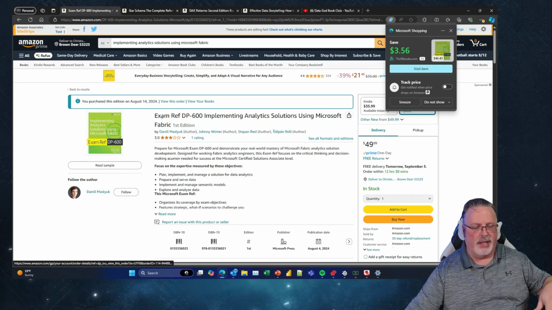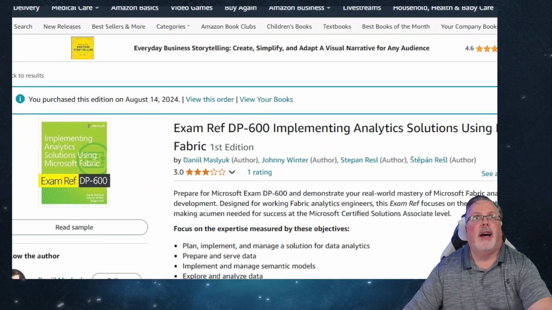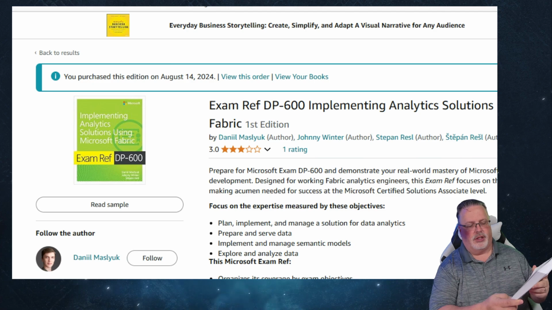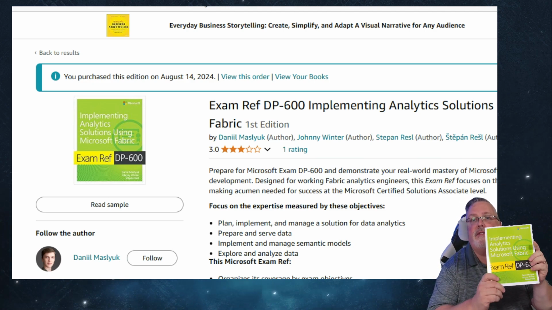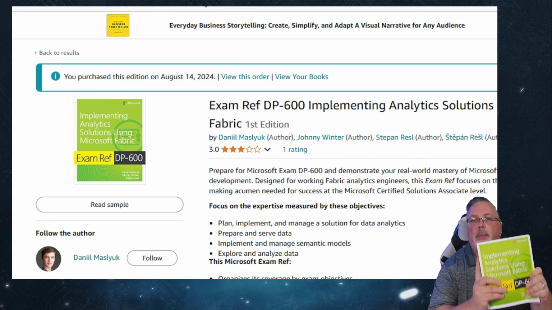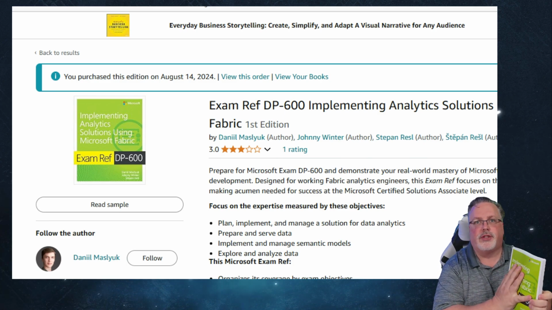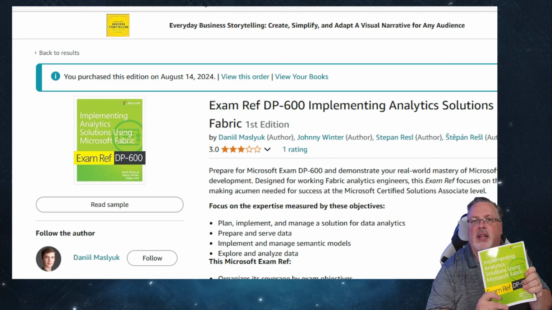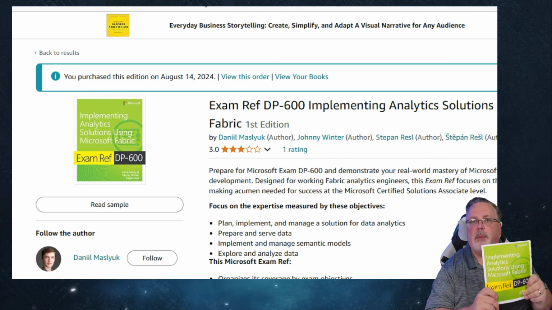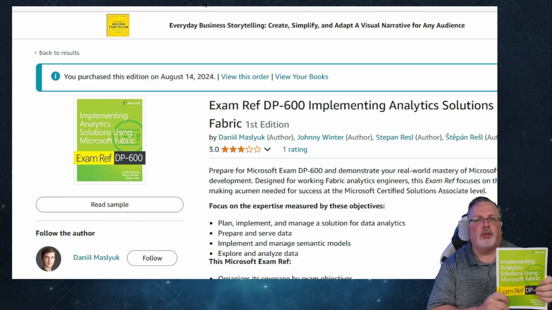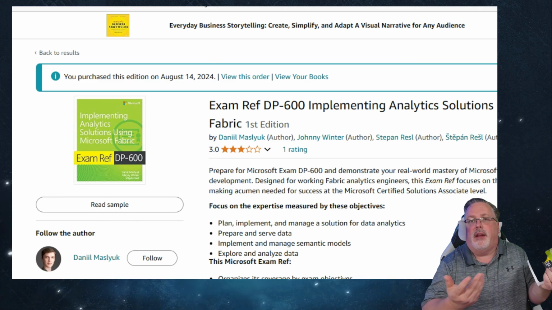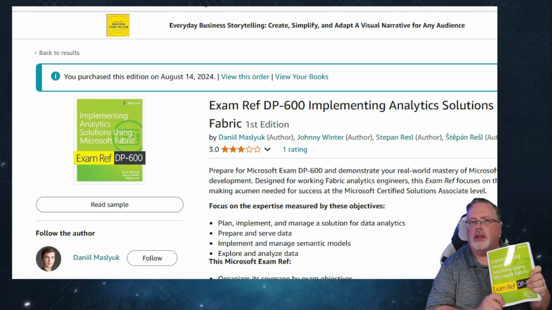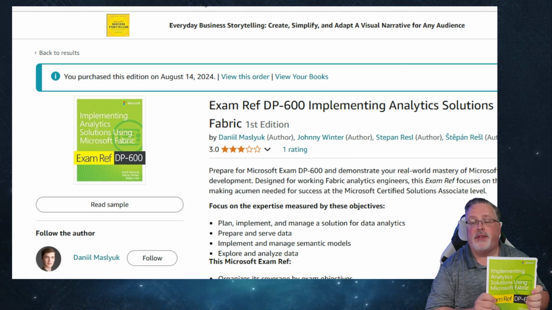All right, first book. Oh, we gotta zoom in on this stuff. This is too good. This is the exam reference guide by Danny, Johnny, and Steven. This is a fantastic guide to get you started in Microsoft Fabric. It covers all sorts of things that you need to know for the DP600, but it's a great baseline for getting up to speed in Microsoft Fabric, making sure you know all the who's it's, what's it's, and frankly, you're going to learn stuff just by going through this study guide. You're going to learn a whole bunch of things about Microsoft Fabric.